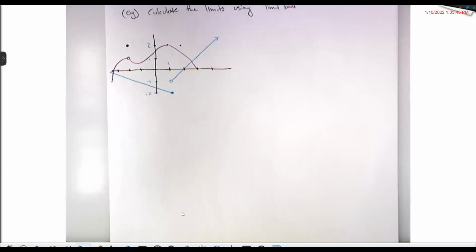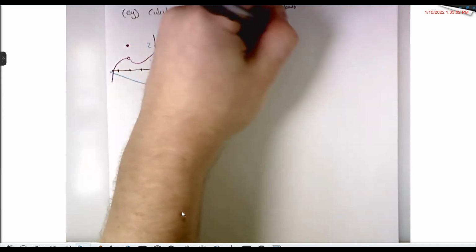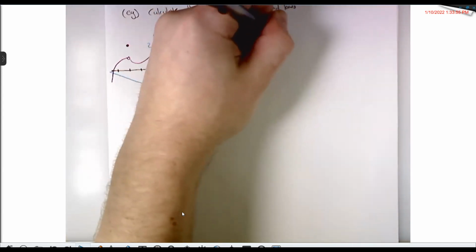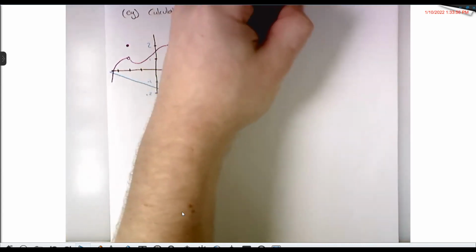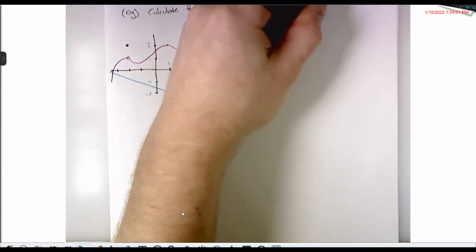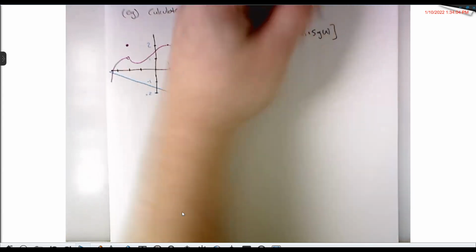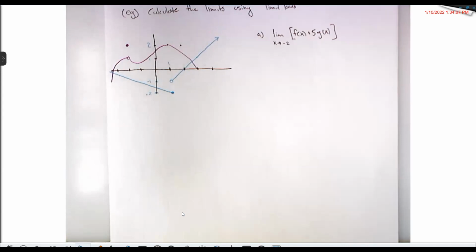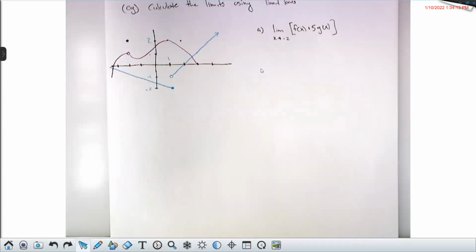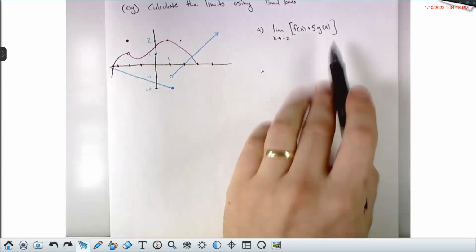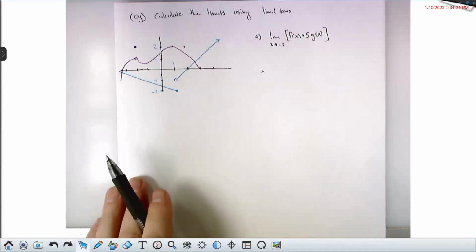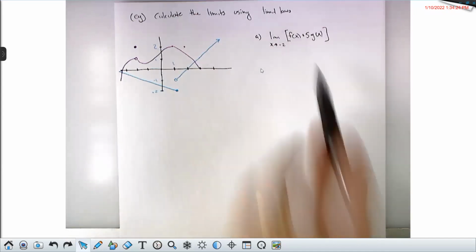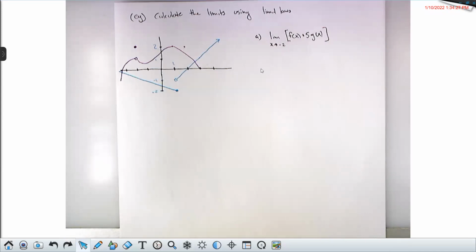All right. So what we'd like to do is calculate, sorry, let me get these limits written down. The limit as x approaches -2 of f plus 5 times g. Let's see if we can work this out. Okay. So what we want to do in order to sort out this limit from this graph is apply our limit laws. And applying those one at a time, here's what we get.